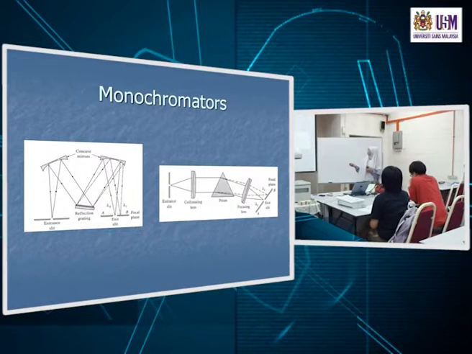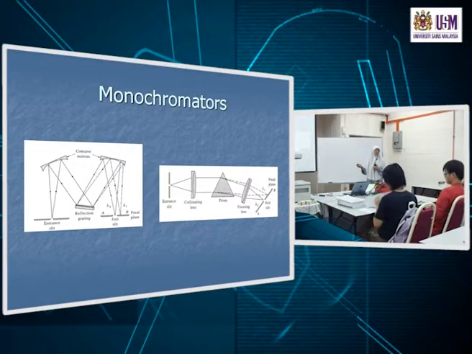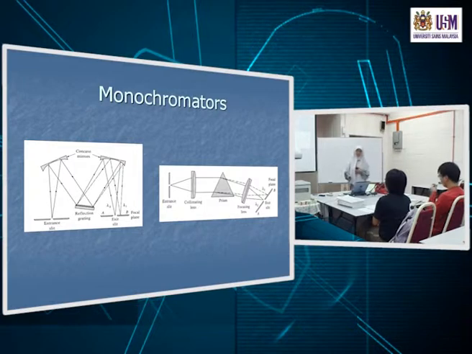Prism works on the fact that when the light goes through a change in medium, air, glass, air, the refractive index of air is different compared to that of the prism material. So if the original radiation is comprised of more than one wavelength, the wavelengths are going to be refracted into different directions, and that's what we want. We want the different wavelengths to be diffracted into different directions so that we can now choose which one we want to leave the exit slit.